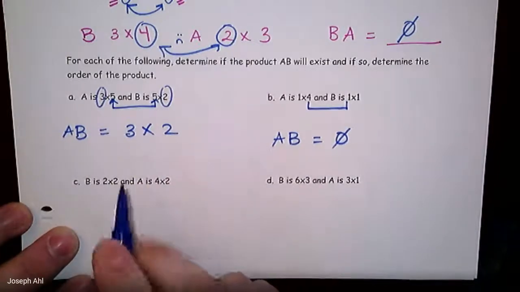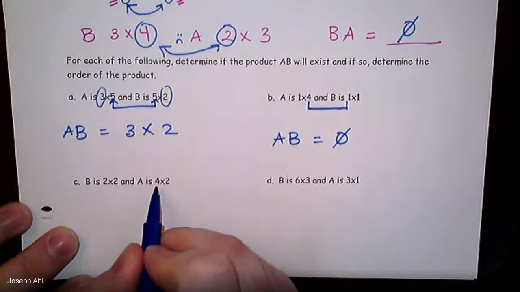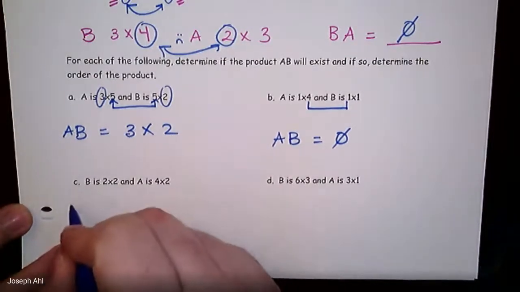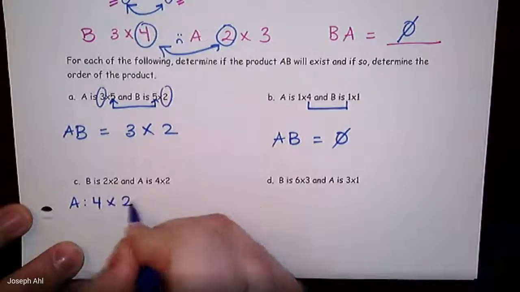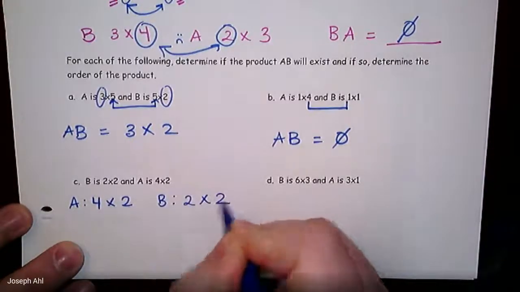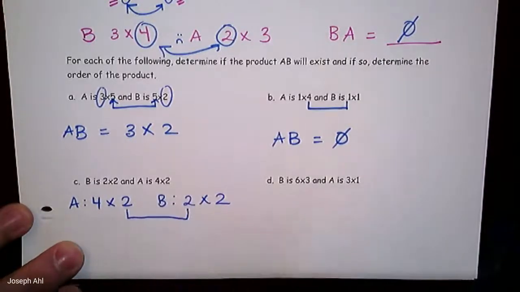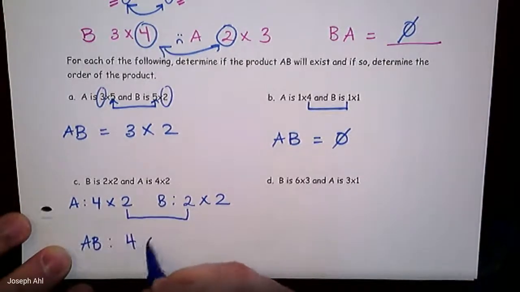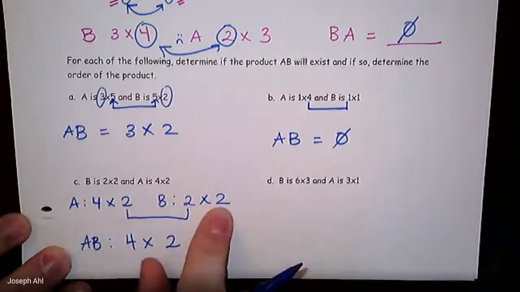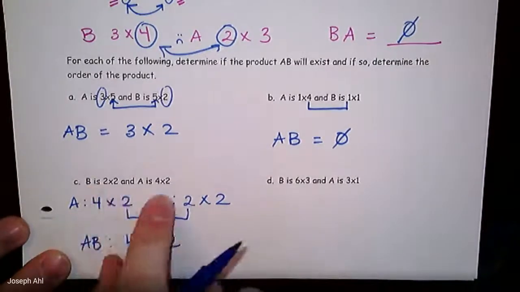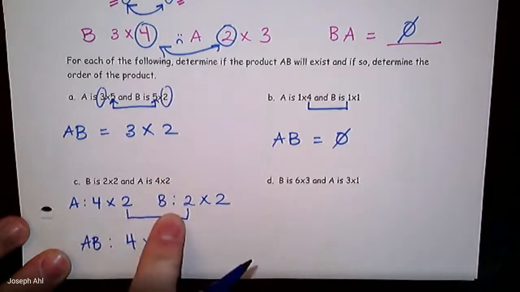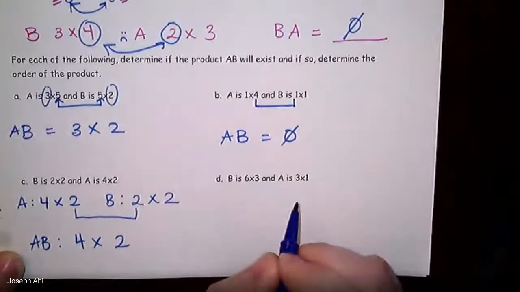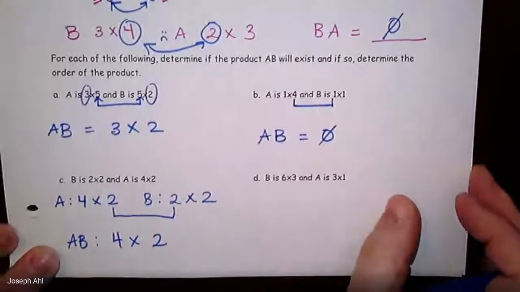This next one, you have to be a little bit cautious. It looks like the columns and the rows don't match, but notice how I listed matrix B first. So if you just reverse it and write that A is the 4 by 2 and B is the 2 by 2, now you can see the columns of A match the rows of B, and the resulting matrix AB would be a 4 by 2, rows here, columns there. So the product BA would not exist, but if I do it in the order that it suggests, A times B, that would happen.